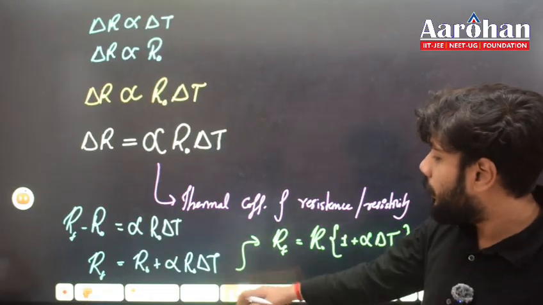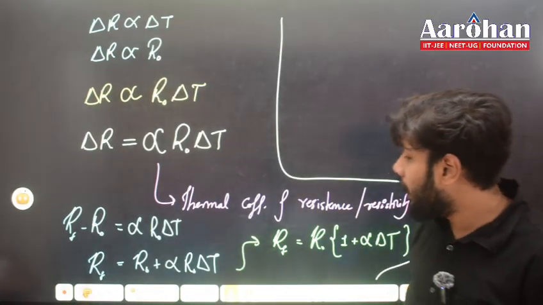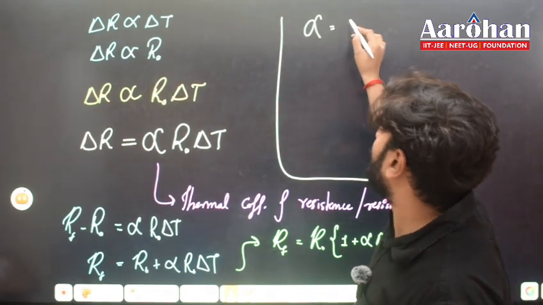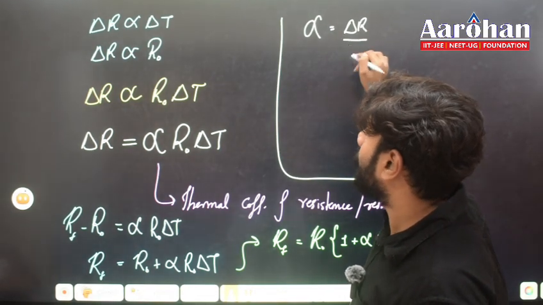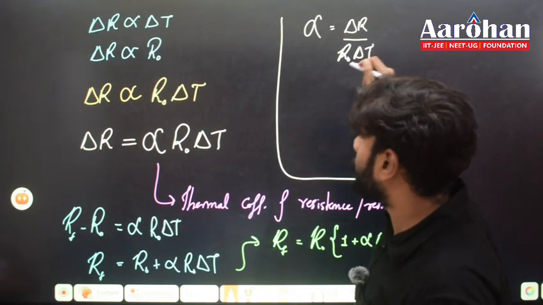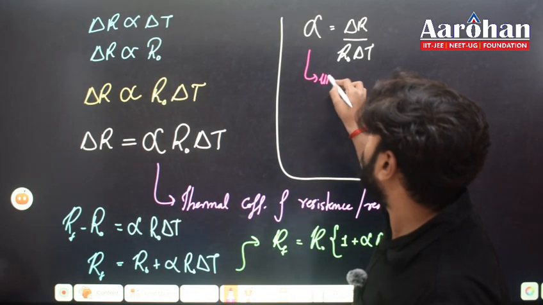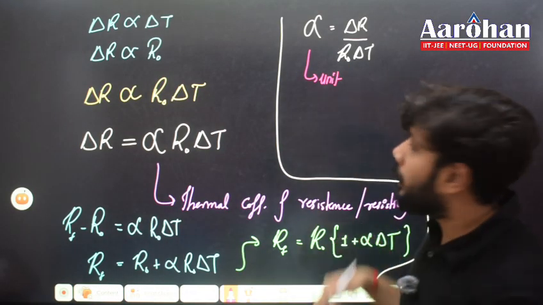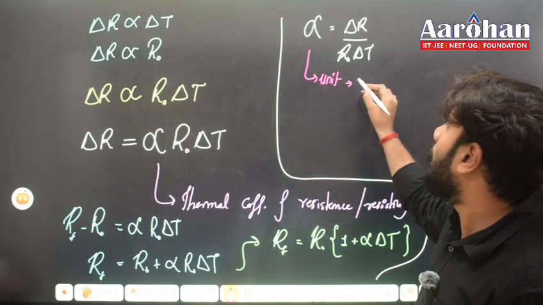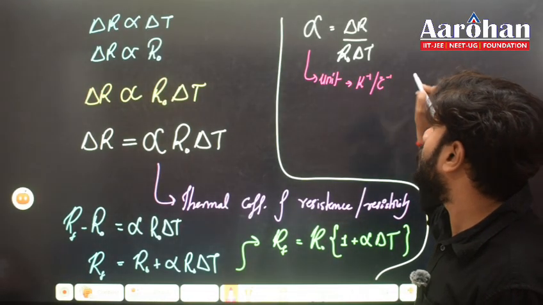And again, if you want to define alpha, you can see from the equation, alpha will be delta R by R naught delta T. And from this you can see the unit of alpha will be just what? Change in resistance will be in ohms, and R naught will also be in ohms. So the unit will be just per Kelvin or per degree Celsius.